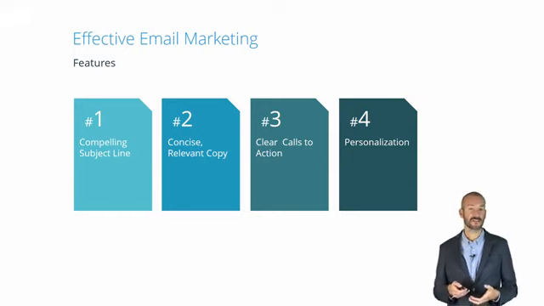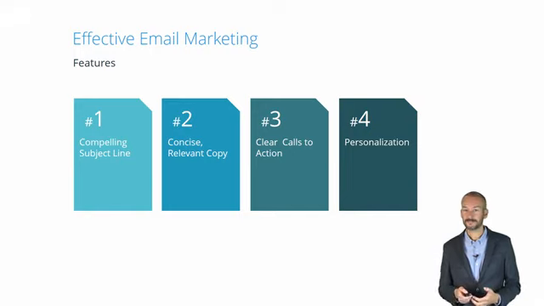Second is concise, relevant copy. Keep it short, keep it sweet, keep it compelling, keep it interesting. Don't overdo it. Don't think that you have to get everything to your audience with one email. You have an opportunity with an email and an email marketing campaign and plan to slowly build community, to sort of generate connection. You don't have to have everything in one single message because if you try to do that, what often happens is people won't pay attention. Keep it concise and keep it relevant.